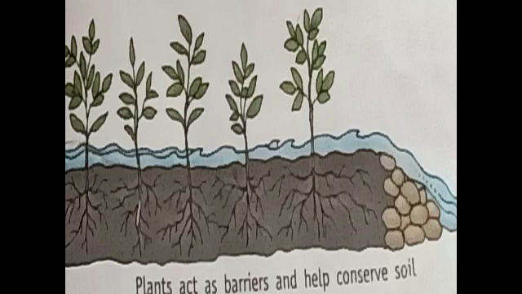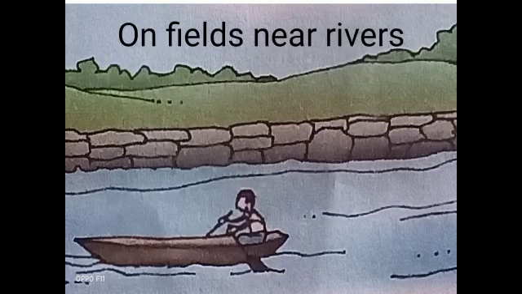Dear students, next one, building embankments. Next one is on fields near rivers. During the monsoon, many rivers overflow and flood the fields. To prevent floods, embankments along river banks are built. This holds the water between the banks and prevents soil erosion.